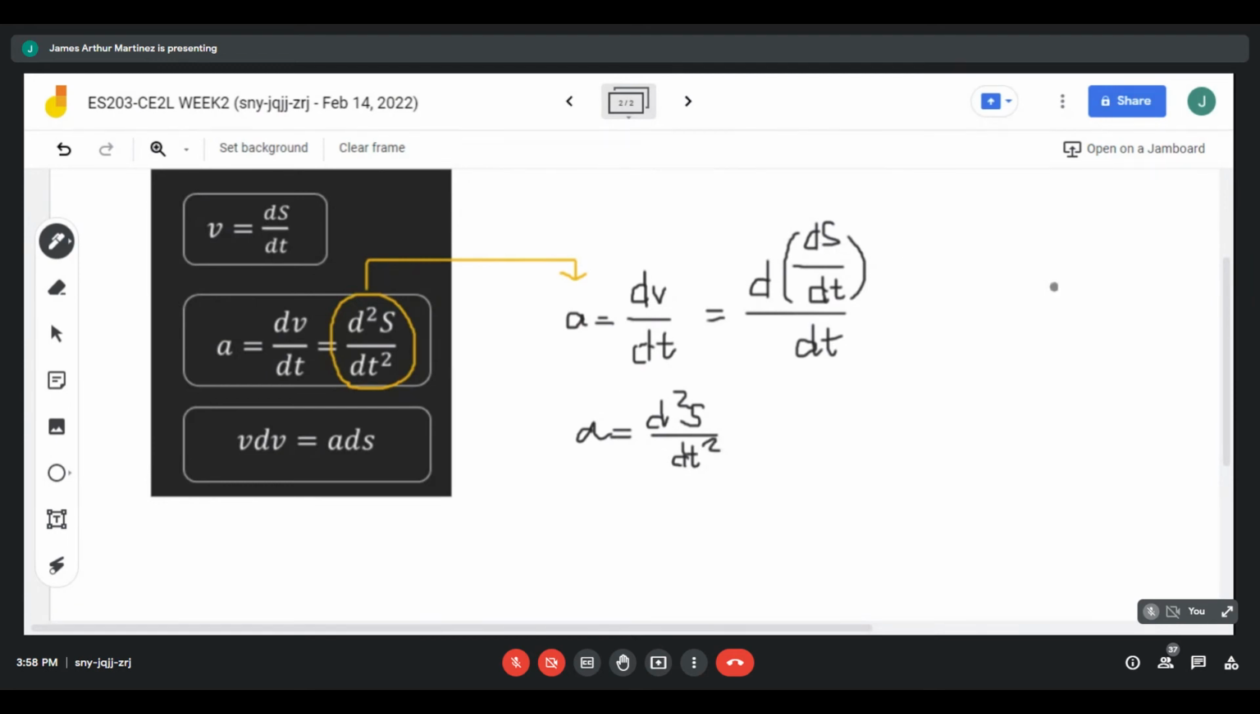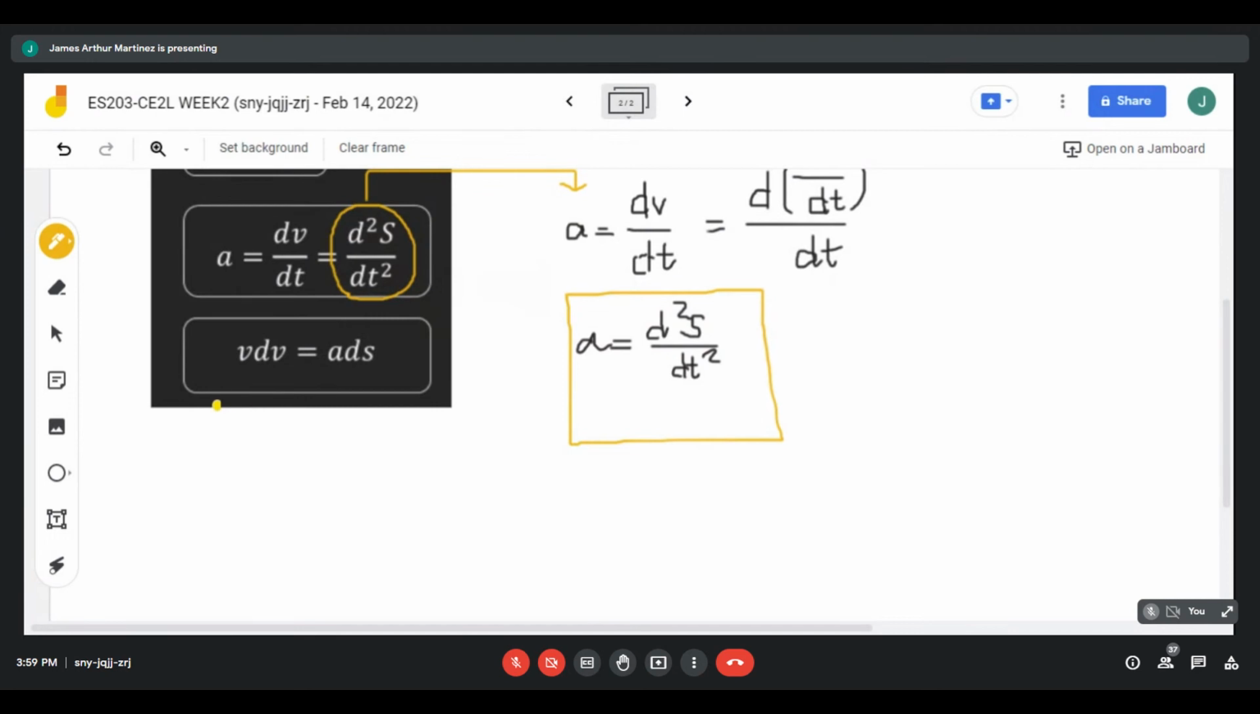What happened here is that d s over dt is multiplied by the reciprocal of the denominator dt, so that is just 1 over dt. As a product, you'll have d squared s over dt squared, which is the first form. So you actually have a direct relationship between acceleration and displacement.